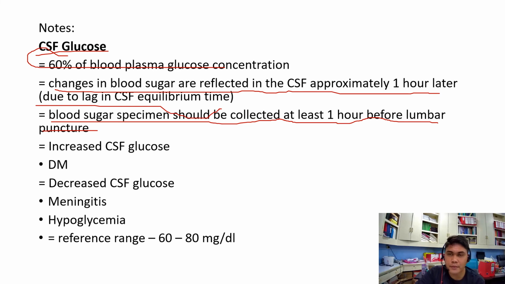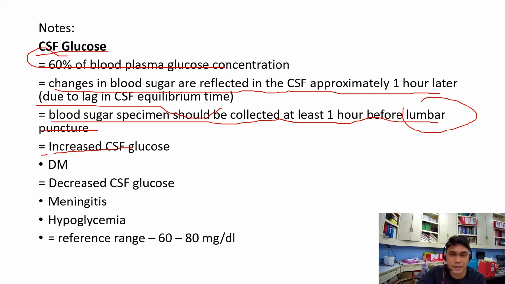Okay, so lumbar puncture is the method to collect CSF. The site of collection is in between the third and fourth, or in between the fourth and fifth. That's the usual location for lumbar puncture: between L3 and L4, or between L4 and L5.